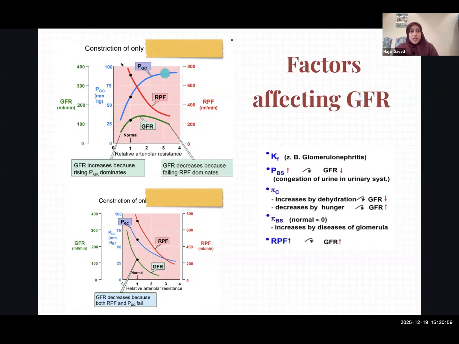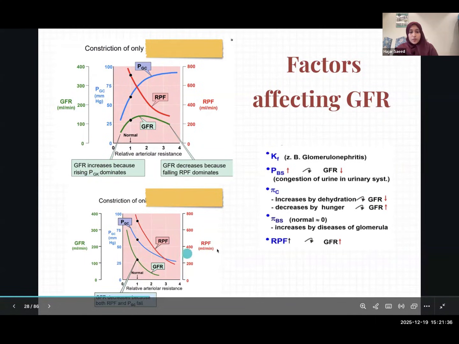Okay, let's talk about it one more time. Can you guys tell me what table this is for? GFR increases, but then it decreases because the RPF dominates. Constriction of which arteriole, afferent or efferent? Efferent, correct. So at first, glomerular filtration rate will increase, and then it'll decrease because renal plasma flow will decrease so much that it just goes down. Over here, constriction of afferent arteriole, GFR decreases no matter what. There's no amount of increase.